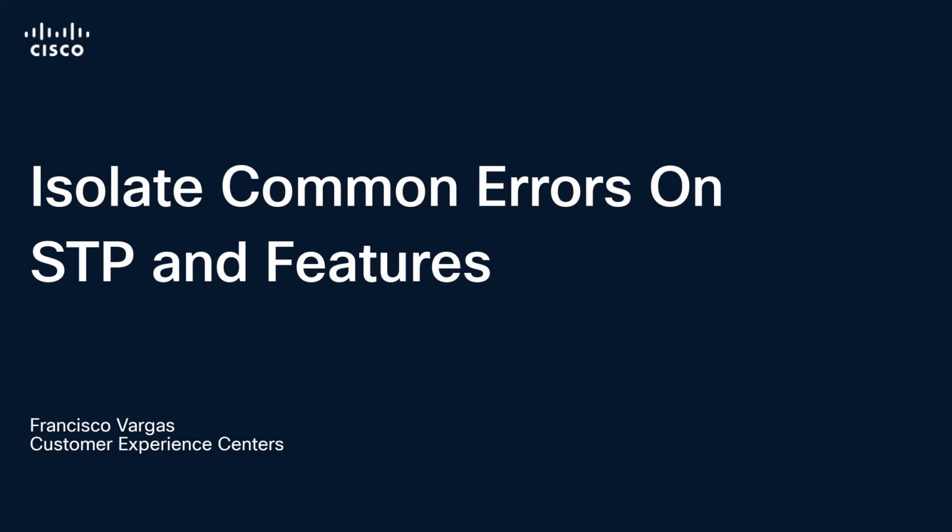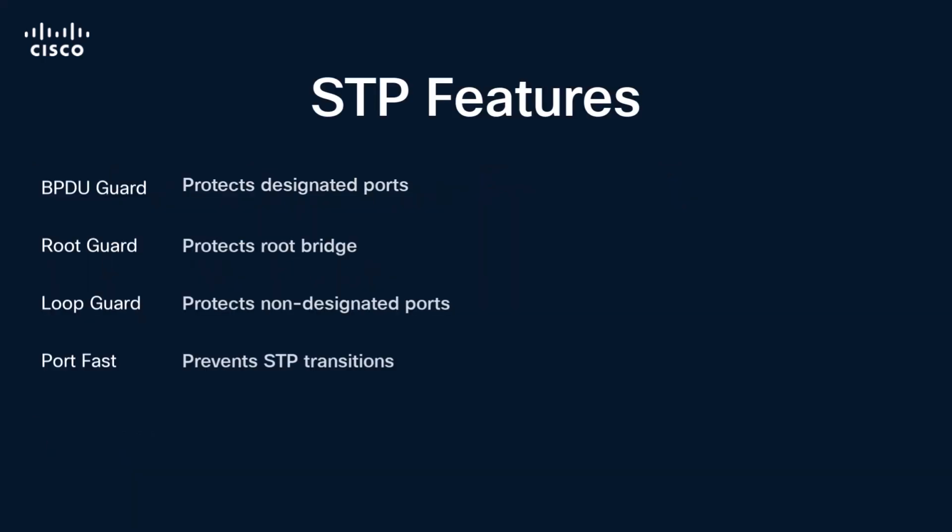Today, I will show you how to troubleshoot spanning tree issues and validate the correct features for this protocol. These procedures are the same for all Catalyst 9K switches. I want to explain quickly the BPDU Guard, Root Guard, Loop Guard, and PortFast features for this protocol.